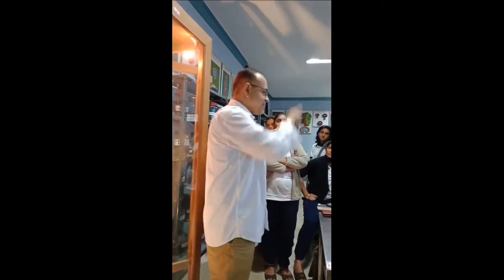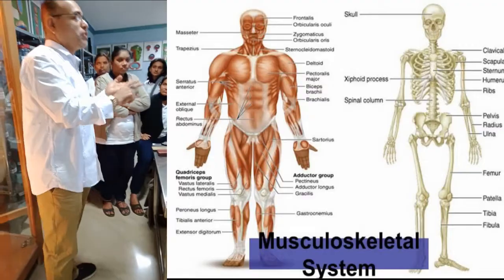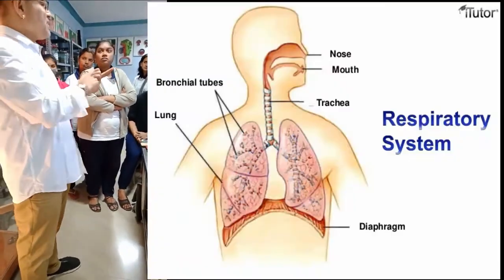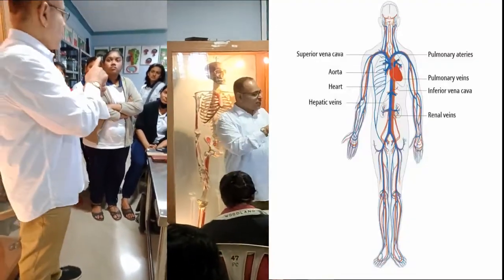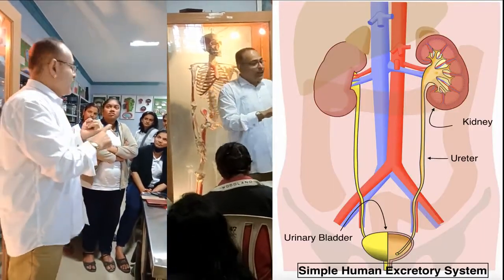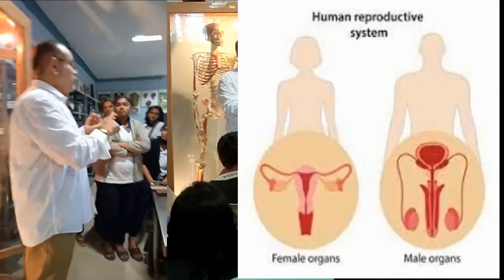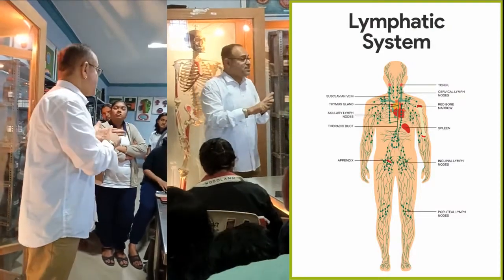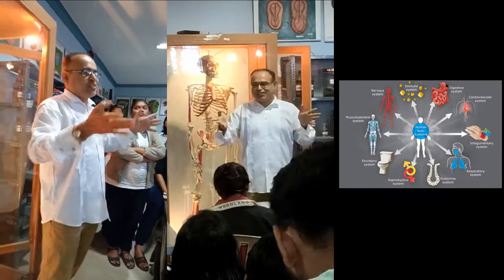What are those 10 systems? I am going to tell you now. You just note it down. The first one is the musculoskeletal system. Second is the endocrine system. Third is the respiratory system. Fourth is the digestive system. Fifth is the cardiovascular system. Sixth is the excretory system. Then the seventh is the nervous system. Eighth is the reproductive system. Ninth is the lymphatic system. The 10th is the immune system. So these are the 10 systems.